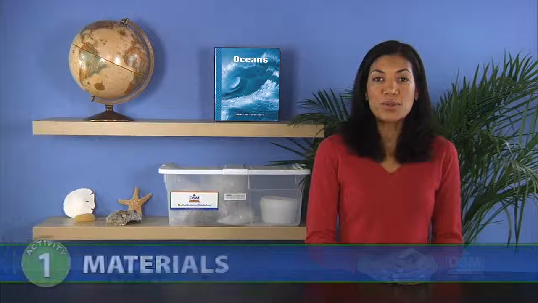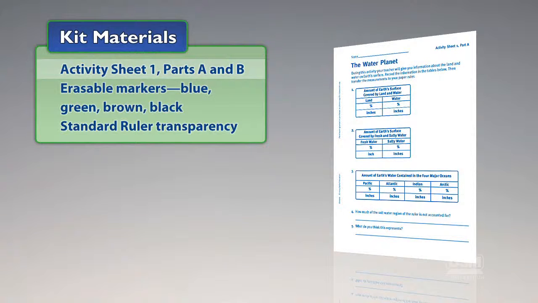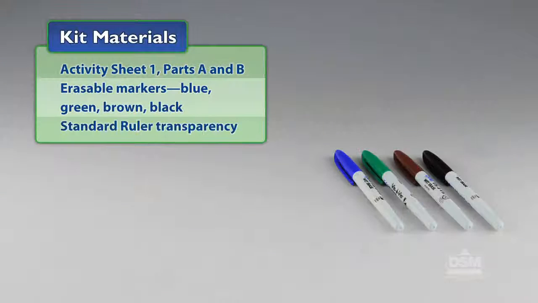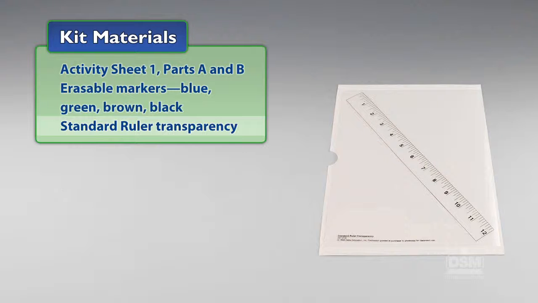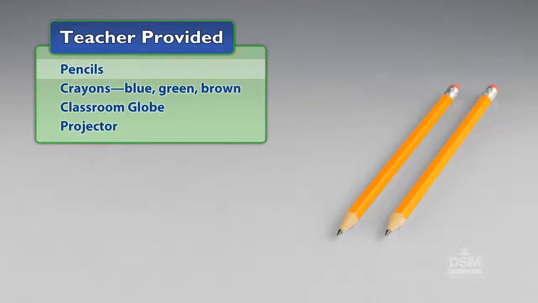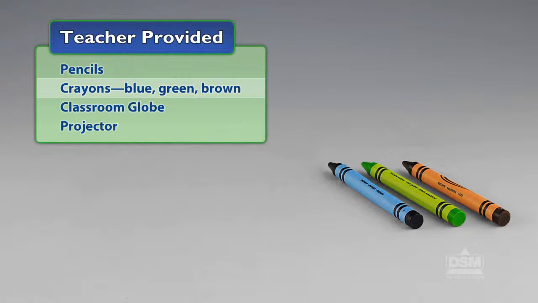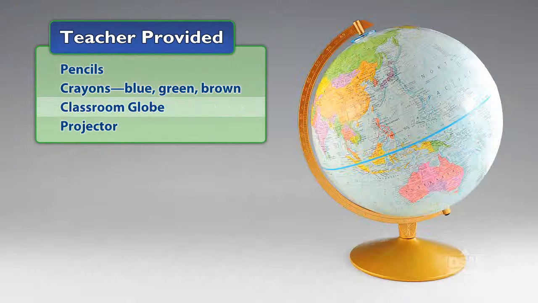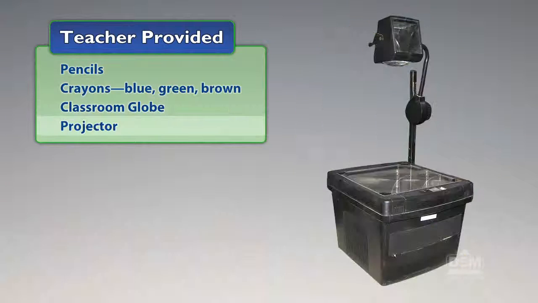You will need the following materials from the kit: Activity Sheet 1, Parts A and B, erasable markers blue, green, brown, black, and a standard ruler transparency. You will also need to provide pencils, crayons blue, green, brown, classroom globe, and a projector.